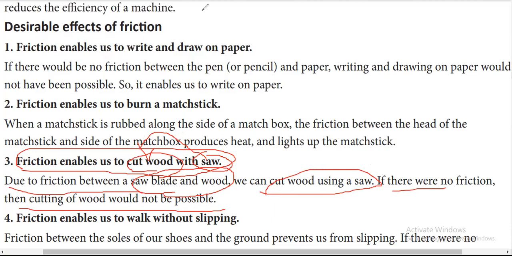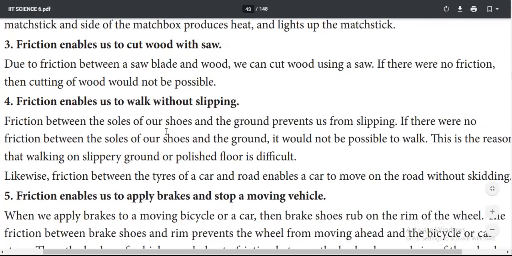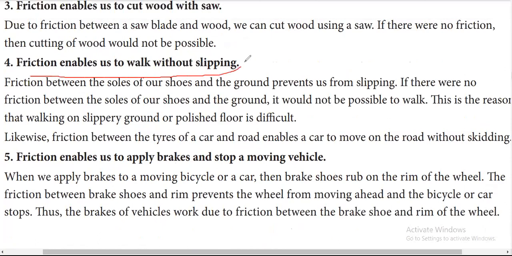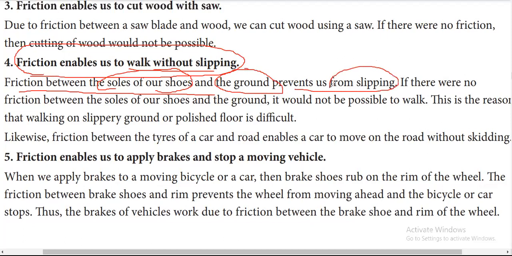And then the next point, friction enables us to walk without slipping. When we walk on the road or any other surface, friction enables us to walk without slipping. If there is no friction, then we are not able to walk on the surface. If the surface is smooth, it is difficult to move on it. Friction between the soles of our shoes and the ground prevents us from slipping. If there is no friction between the soles and the ground, it would not be possible to walk.